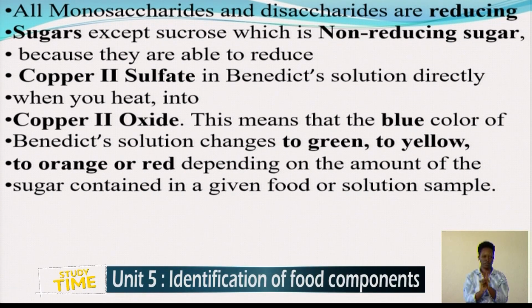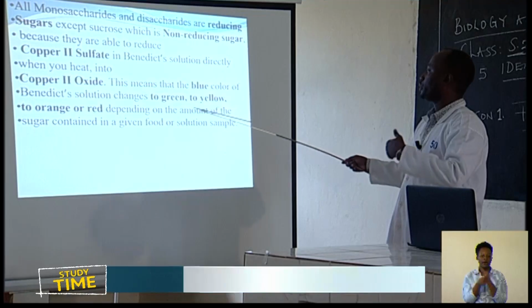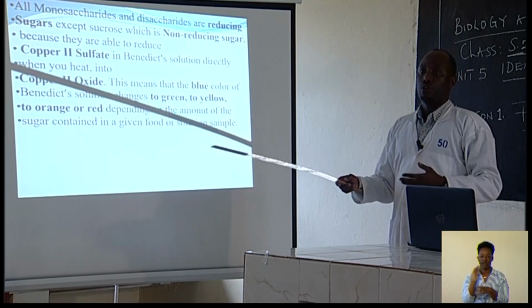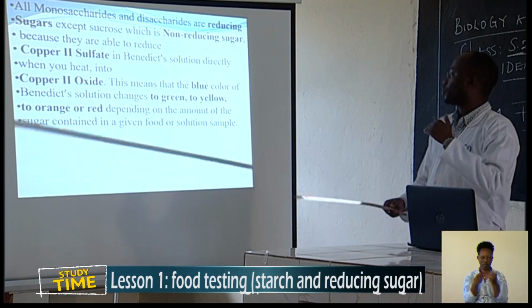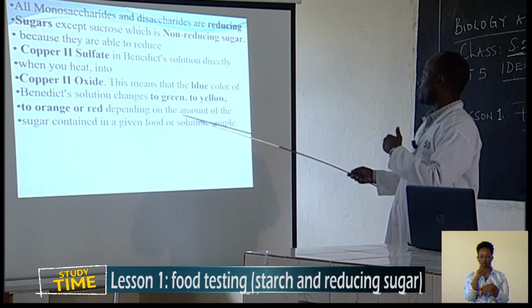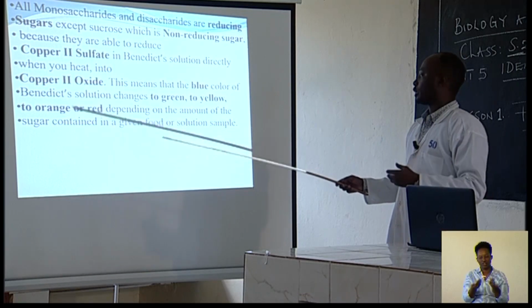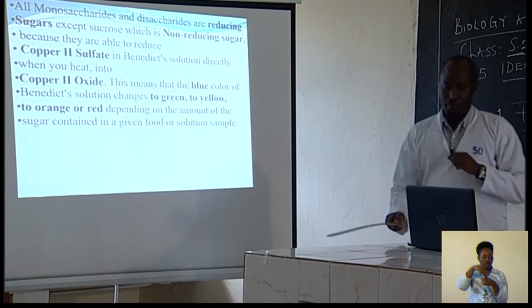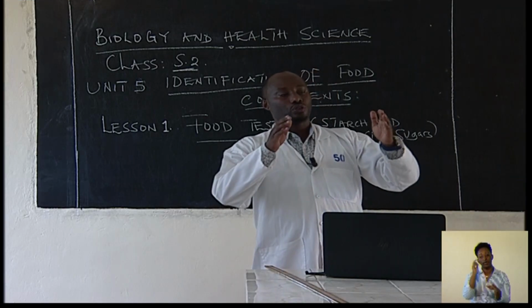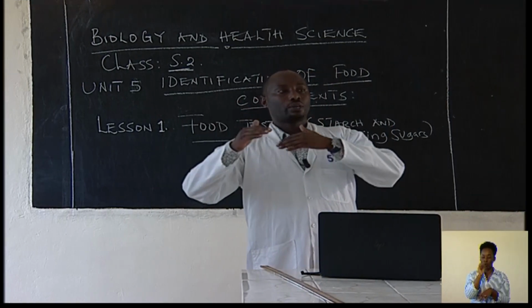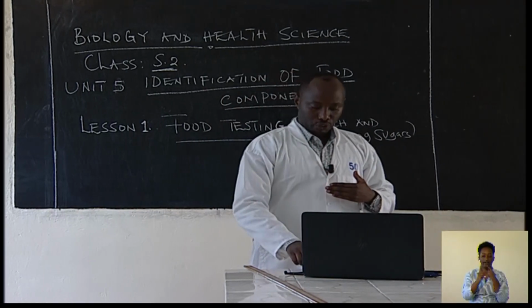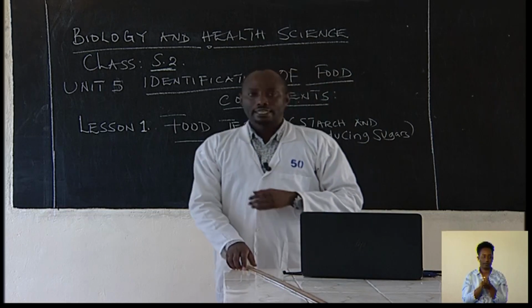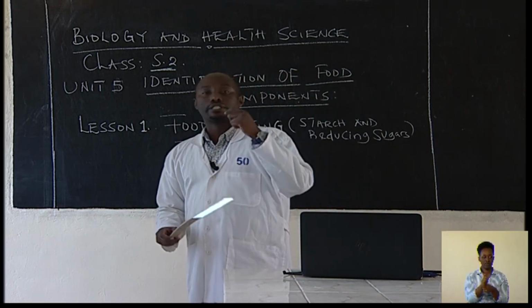So the color change from blue to green, to yellow, to orange or red also depends on the amount of glucose, or sugar, present in the food sample. When the amount of glucose or sugar is very high, that makes the change from one color to another. Good. Now, the question is, what is food testing?